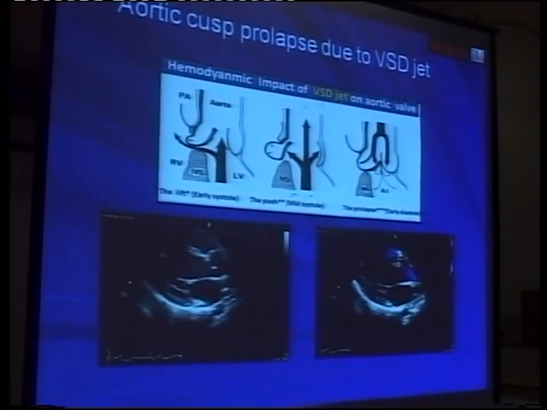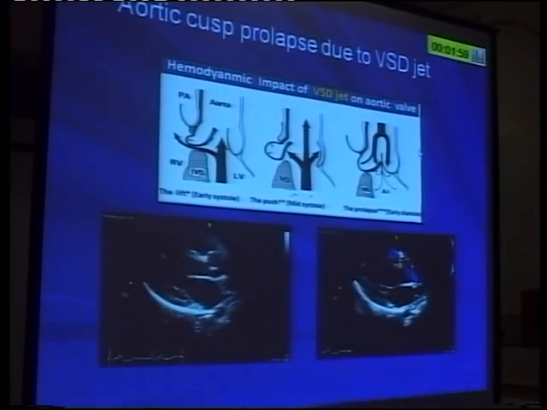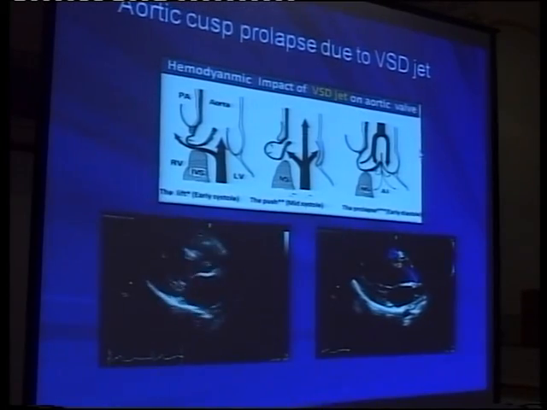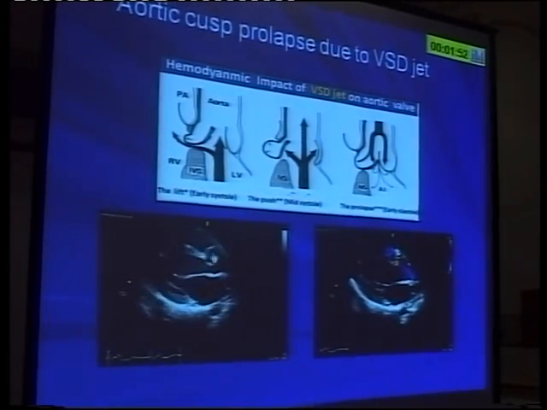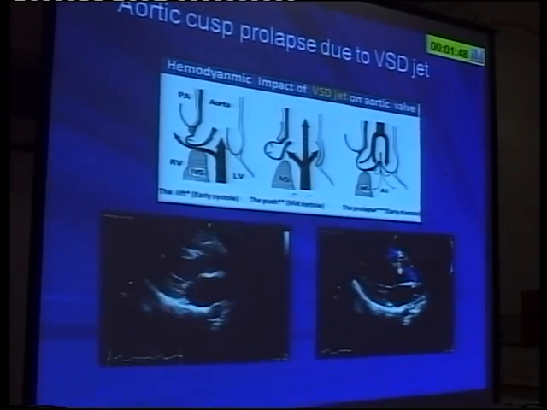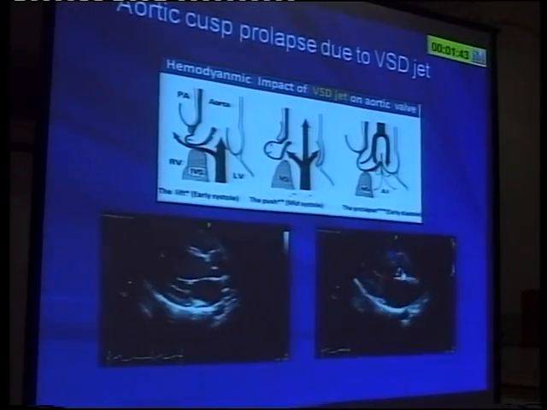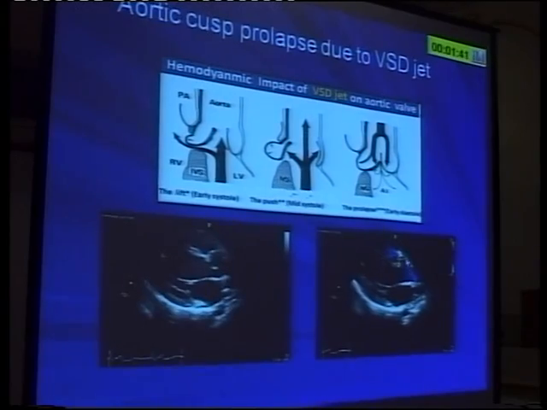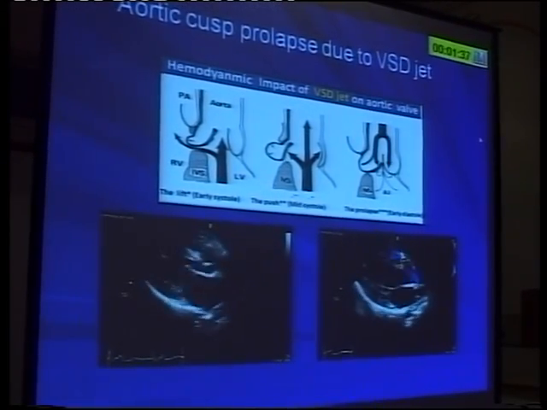Another example, this is an example here. It disappeared. Anyway, this is the cusp here, and you think there is no VSD, but there is a VSD. This cusp is closing this VSD. When the surgeon opened up this patient, the whole area was a VSD, and this whole area is a cusp that closed the VSD.